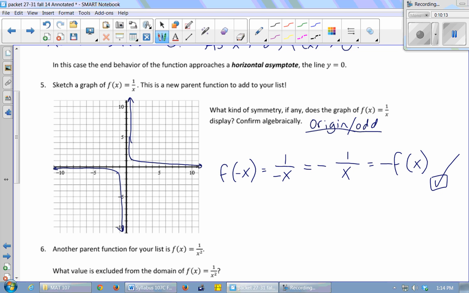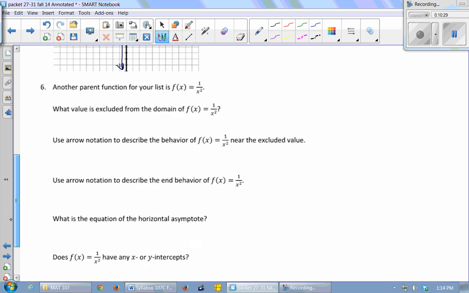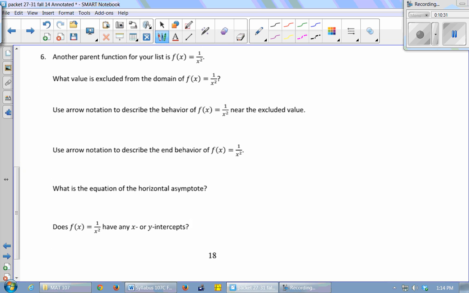So this is a parent function. This is going to be a new parent function to add to your list. And in your activities, I'm going to have you do some transformations of this new parent function. Stretching, shrinking, shifting around. Is that okay? Make sense?